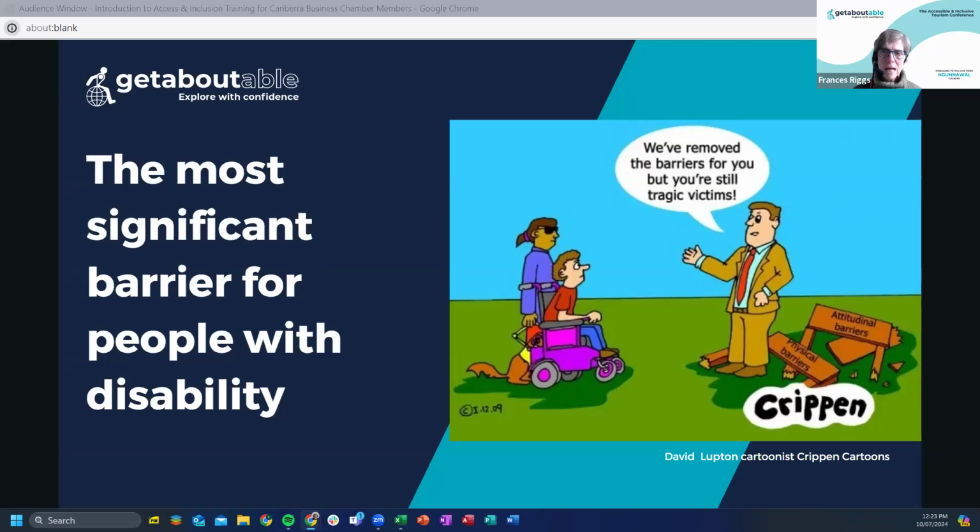David Lupin, the cartoonist from Crippen Cartoons, based in the UK, is a white male wheelchair user who is conscious of the need to represent people with disabilities in all their diversity in his cartoons. His cartoons appear across the world, being used by disability groups and organisations. What's your impression of this cartoon and its messaging? Do you want to let me know your thoughts in the Q&A section?